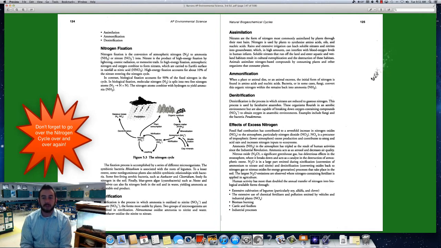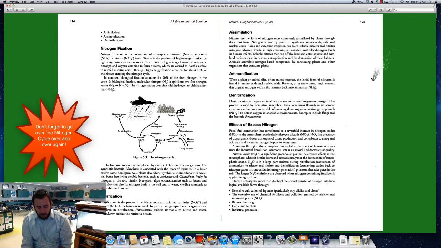Denitrification is the process where the nitrates are reduced to a gaseous nitrogen. So nitrification turns those into more usable forms, and denitrification turns them back into a gas. This process is done by what we call facultative anaerobes, which means they're not obligatory anaerobes. They don't have to be without oxygen, but if they have oxygen around, they're probably not going to use it. These organisms flourish in aerobic environments, but are also capable of breaking down oxygen-containing compounds like nitrate to obtain oxygen in anaerobic environments. Examples of this are fungi and also the bacteria Pseudomonas, a type of bacteria that does the denitrification process.